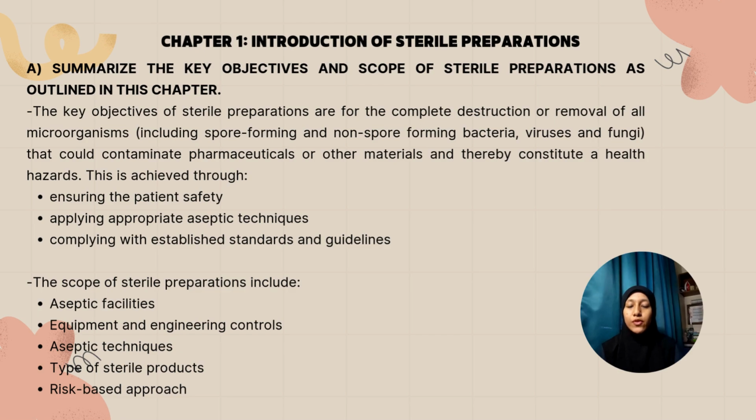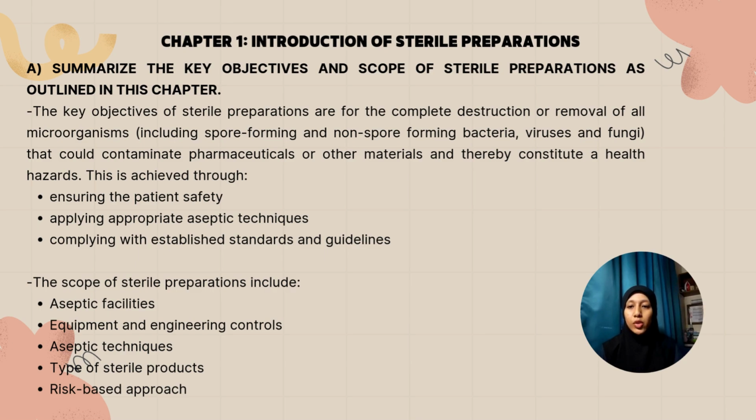So this can be achieved through ensuring patient safety, which is by preventing microbial contamination in compounded sterile preparation, and also by applying appropriate aseptic technique, facilities, and equipment to maintain the sterility during preparation. So the scope of sterile preparation includes aseptic facility, which includes design, functionality, and requirement of clean room, buffer areas, anti areas, and ISO classified environment to support the sterile compounding.